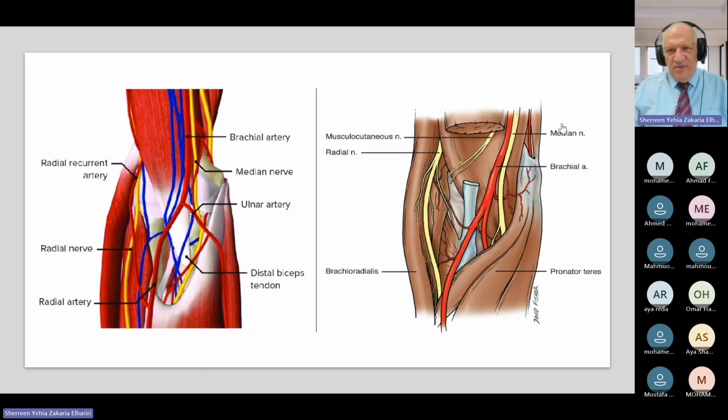Here is, of course, the brachial artery, and the median nerve is medial in this area in the cubital fossa. The ulnar nerve will not appear because it is behind the medial epicondyle, so it appears in the back. And if you have a lymph node here, you can have compression on the ulnar nerve.